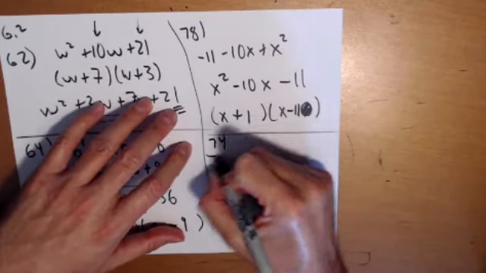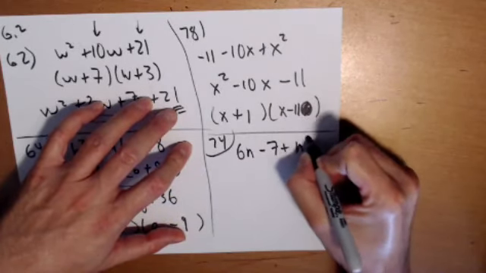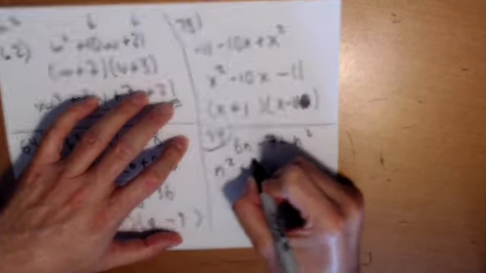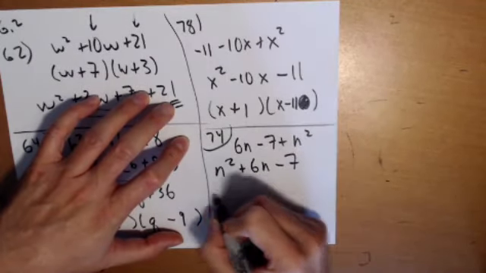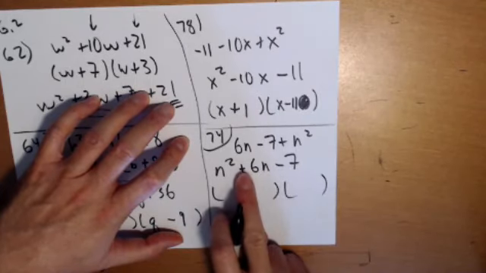Number 74. Good gosh. 6n minus 7 plus n squared. Put it in the correct order: n squared plus 6n minus 7. Signs are different, and the bigger guy is positive.